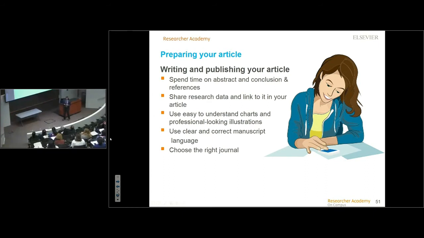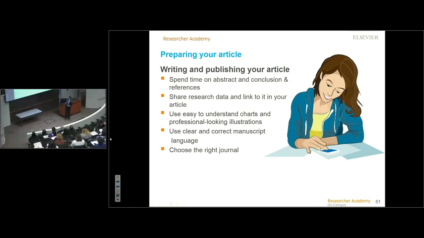Sharing your research data, if appropriate, and linking to it in your article. The article is one version of research output. It doesn't have to be the only research output to come from a study. There are many different ways of approaching this. Be very careful with medical data, but there are ways of sharing this information in different ways.